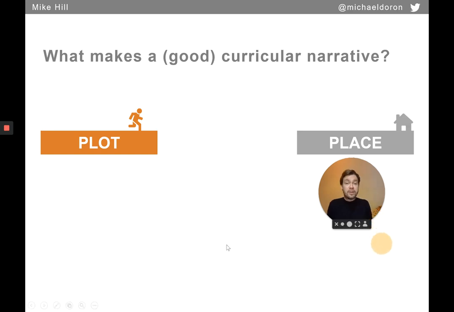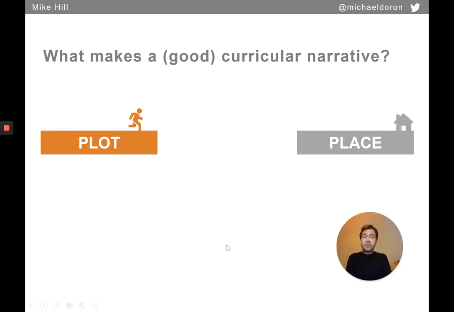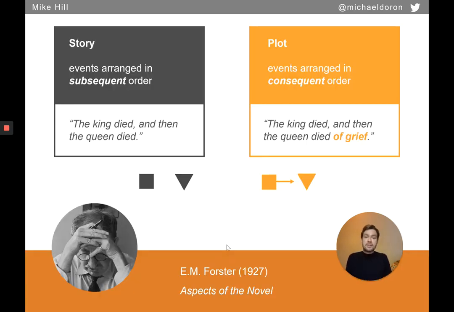So when we think about what makes a narrative, we start thinking, how can we turn this into plot? The key reference for what is plot or what makes plot is E. M. Forster's series of essay lectures called Aspects of the Novel. Now, Forster, of course, is a very well-regarded novelist, drew a distinction between story and plot.